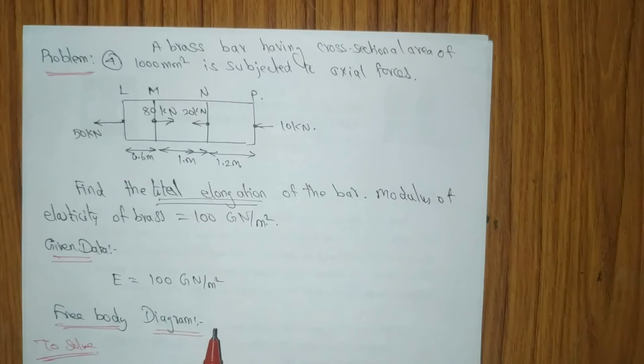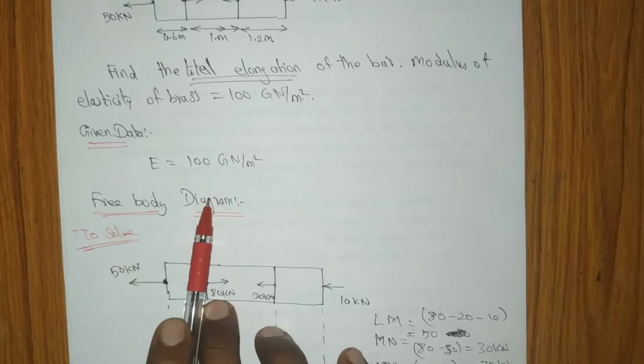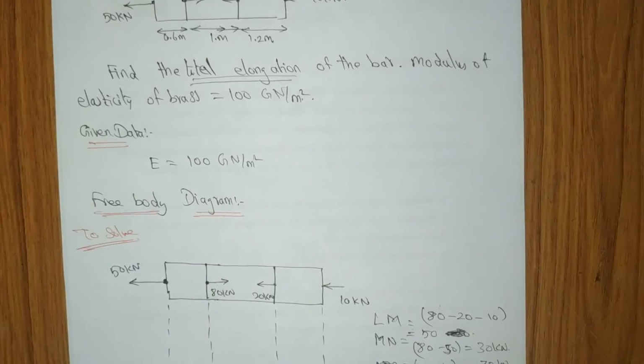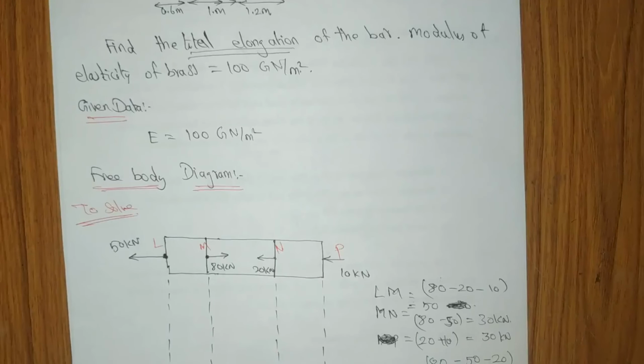The modulus of elasticity of the brass is 100 giganewton per meter square. So the given data is E equal to 100 giganewton per meter square. We have to draw the free body diagram for this bar. This is the entire bar with points L, M, N and P. At L 50 kilonewton, at M 80 kilonewton, at N 20 kilonewton, at P 10 kilonewton. So we have to split it into each and every section.